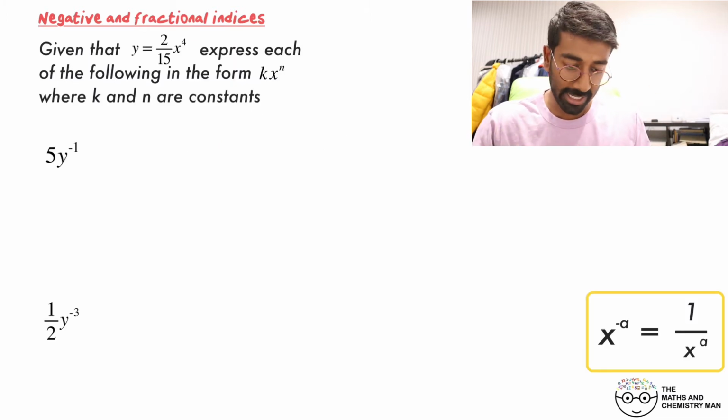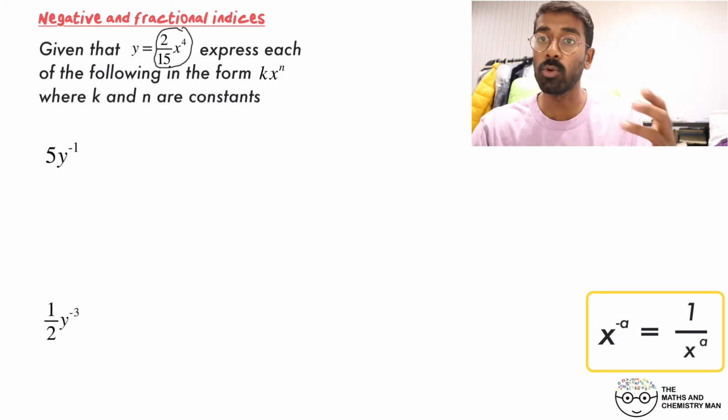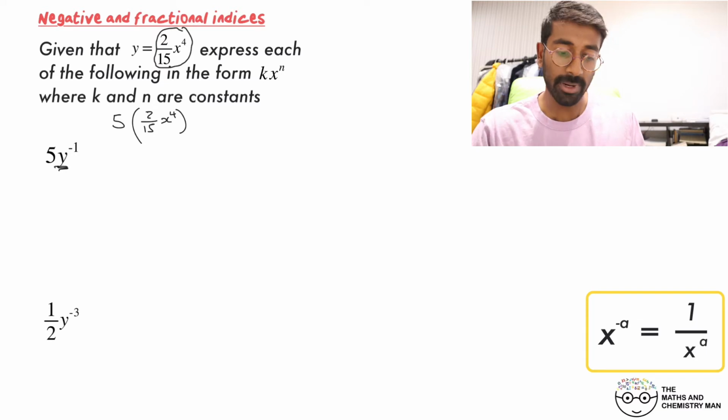Next, something a bit more complicated. So given that y is this here, so 2/15 x to the 4, express each of the following in the form kx to the n, where k and n are constants. So first thing we've got to express is 5y to the power of minus 1. So what we're going to do is substitute this here, so 2/15 x to the 4, into y. So we've got 5, and then I'm going to open bracket and substitute that in. So 2/15 x to the 4, and that's all to the power of minus 1.